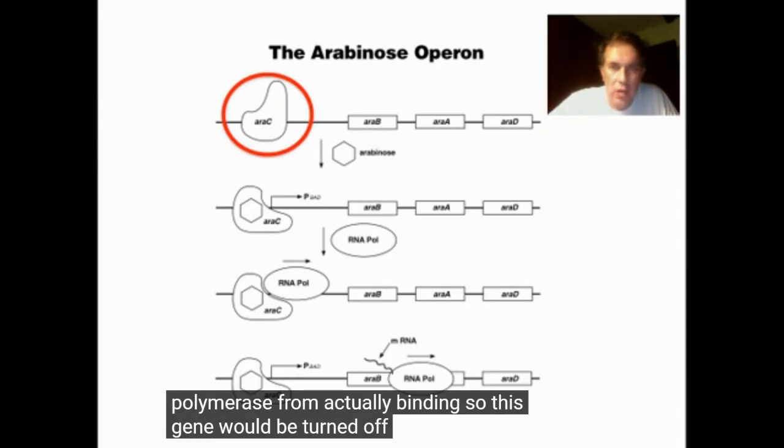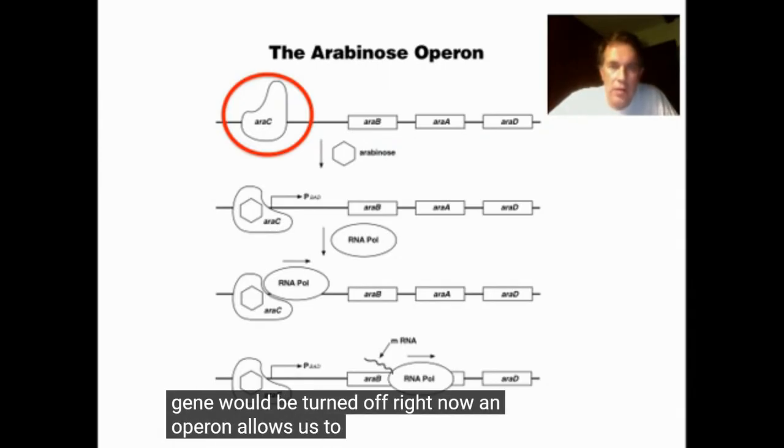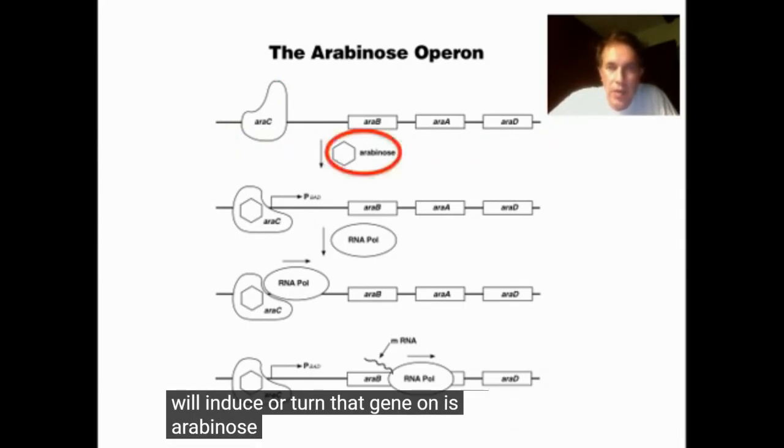So this gene would be turned off right now. An operon allows us to turn on and turn off genes. In this case, the molecule that will induce or turn the gene on is arabinose. Obviously, if arabinose is present, we'd like to be able to metabolize it, or the cell would like to be able to metabolize it.